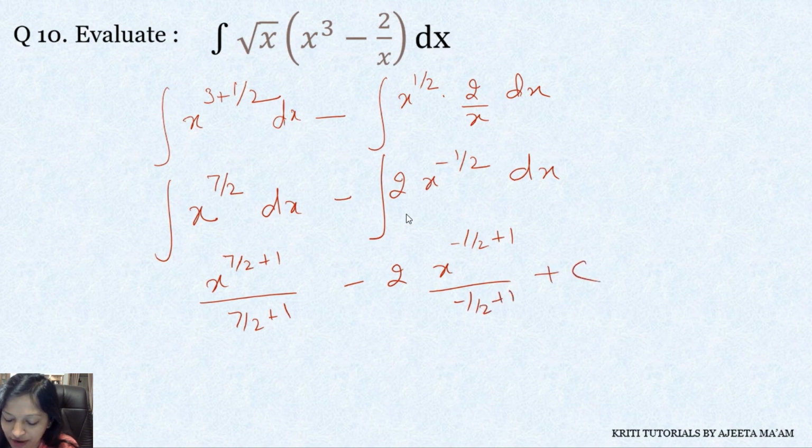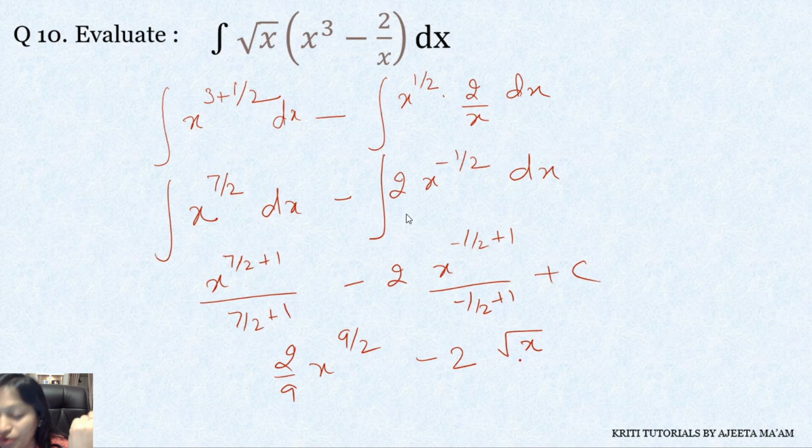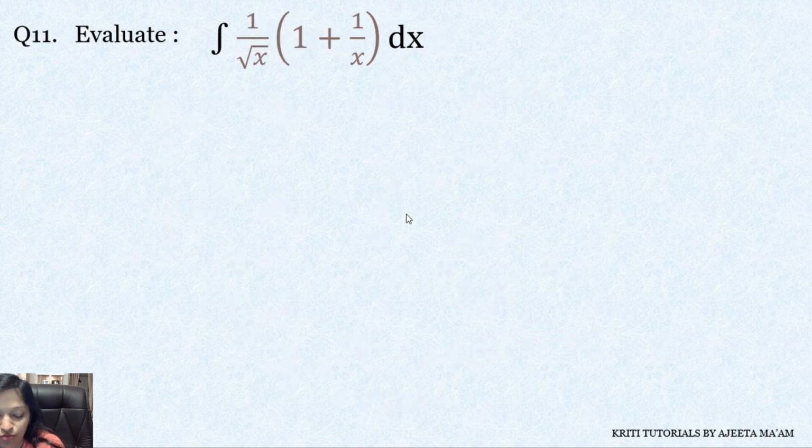Let's write one more final step and conclude our answer. So 7 by 2 plus 1 is 9 by 2. So this becomes 2 by 9 x raised to 9 by 2. So minus 2. X raised to minus half plus 1 will be what? Root x. And here also, what will we get? Half. So half will be 2. So plus c. So this is our final answer. Just check out and tell me, is it clear to all? Sure. Good. Now let's move on to the next.